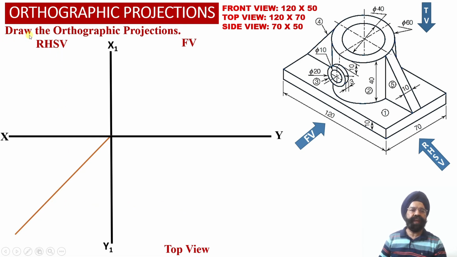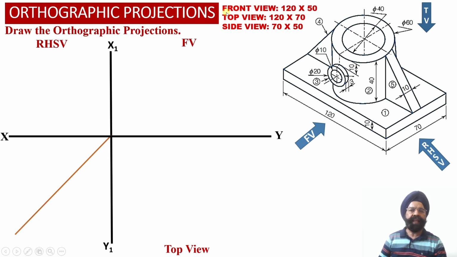Now since we are required to obtain the orthographic projections of the solid using the first angle projection method, the front view orthographic projection will be obtained above the XY reference line, the top view orthographic projection of the solid will be obtained below the XY reference line, and the right hand side view orthographic projection of the solid will be obtained on the left hand side of the front view, above the XY reference line.